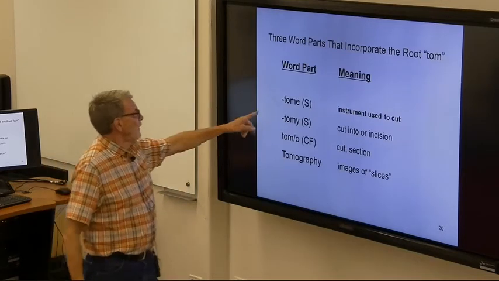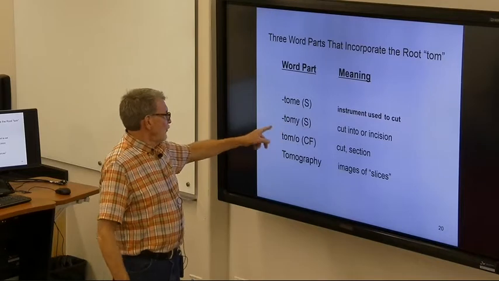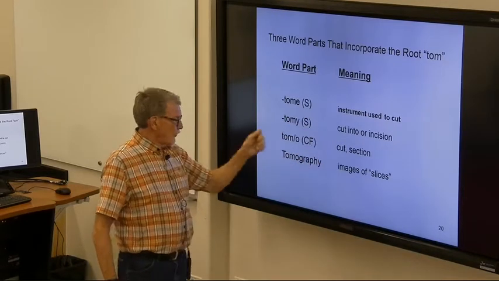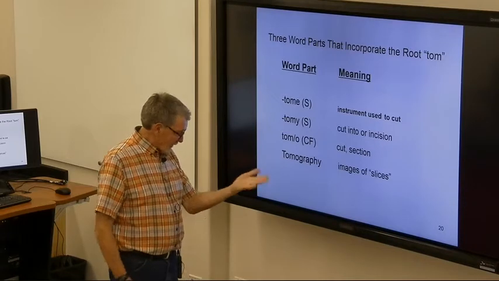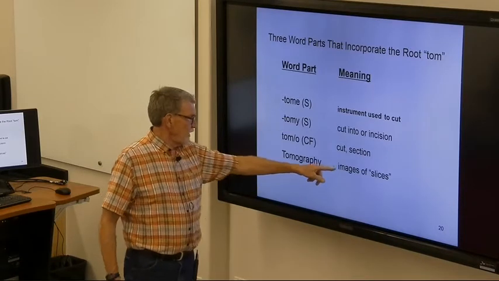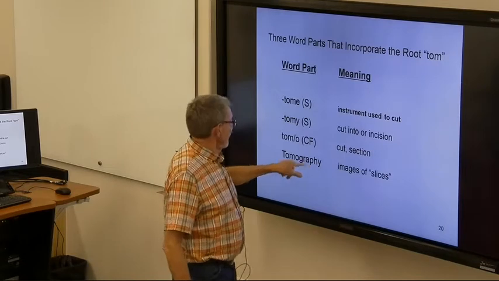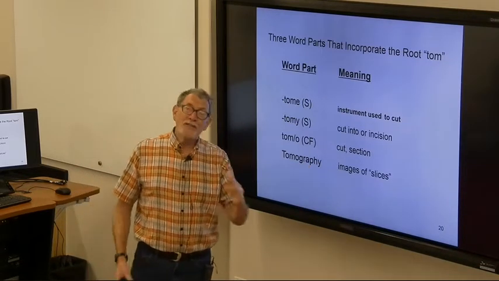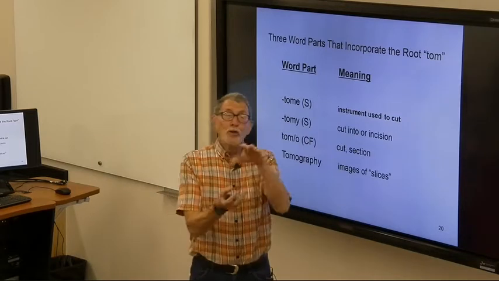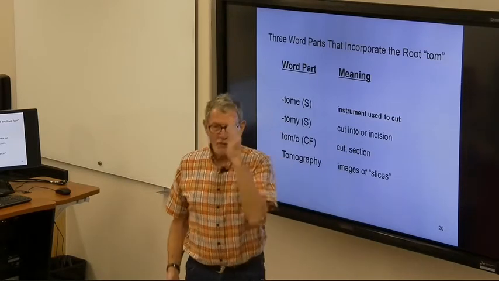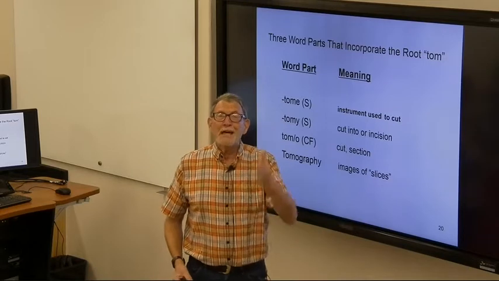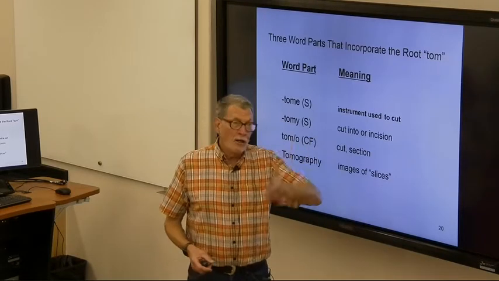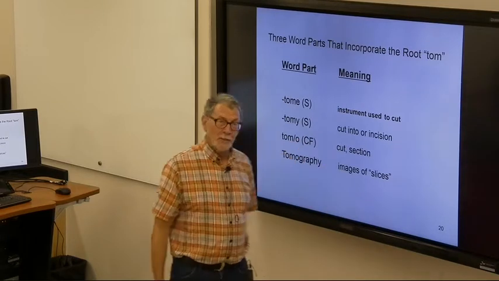Here we have tome. The tome is the instrument. Tomy is the cut. Tomo is a section that you actually get to look at. And tomography is the graph of the slices. And a CT scan is computed tomography. What it does is take a bunch of x-rays that slice you into pieces and produce a graph of these slices so you can look at them.